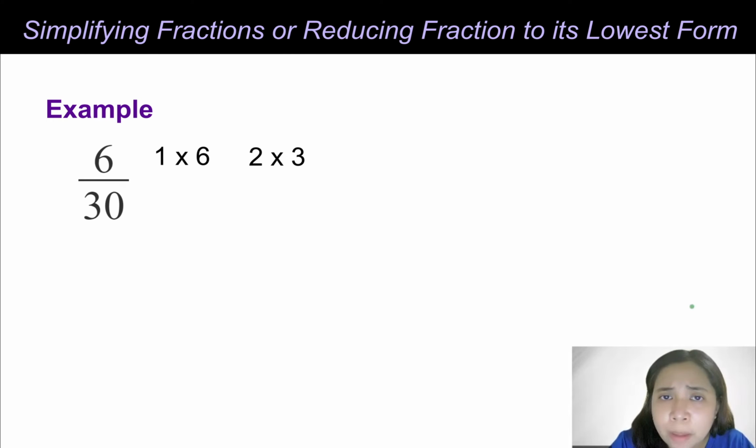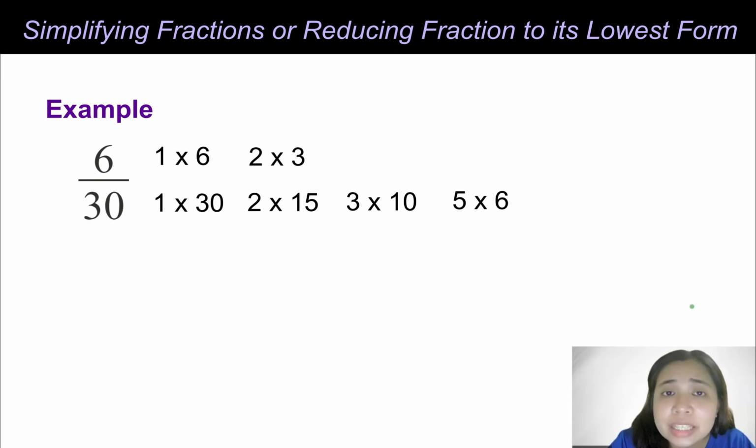Isunod naman natin yung denominator natin, 30. Ano nga ba yung mga factors ng 30? We have 1 times 30. We have 2 times 15. Meron ding 3 times 10, and 5 times 6.